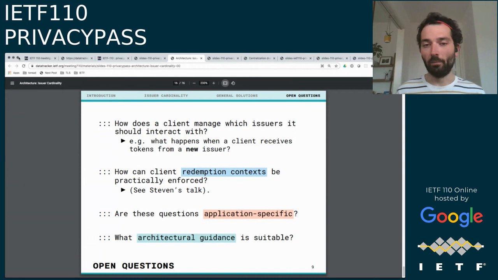Around how you build these redemption contexts in which a client holds tokens for different issuers, exactly how would we do that? And I think this is going to be covered in Stephen's talk just after this, where he'll propose a solution at the HTTP layer. And then finally, obviously there's a question that comes then: are these questions all application specific? Can they all be solved at the HTTP layer? And if so, what architectural guidance in the architecture document is suitable for guiding implementers and constructors of privacy pass ecosystems in making decisions around this topic? And that's everything I had.